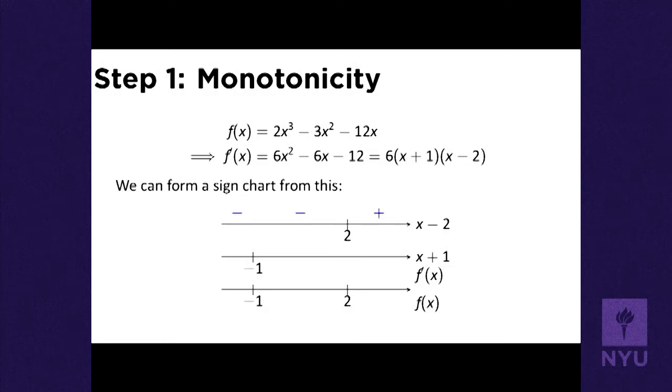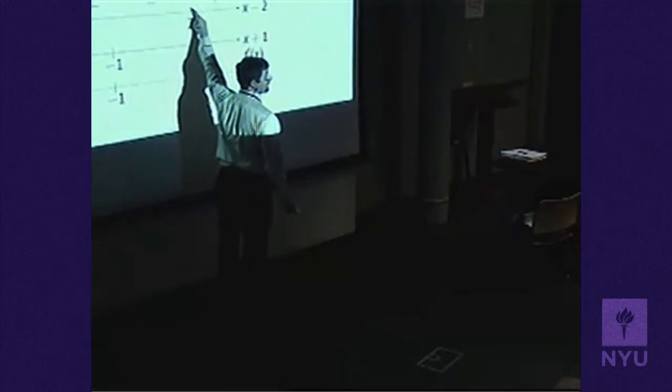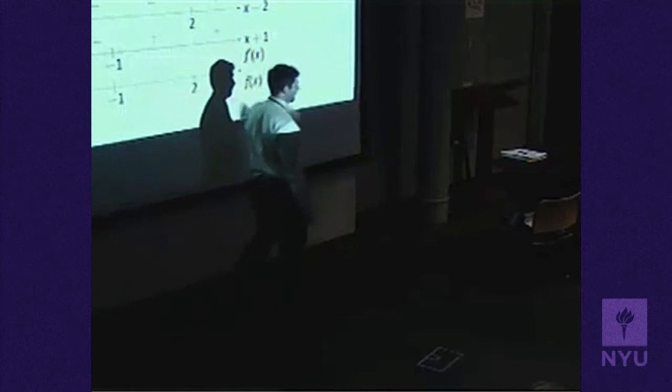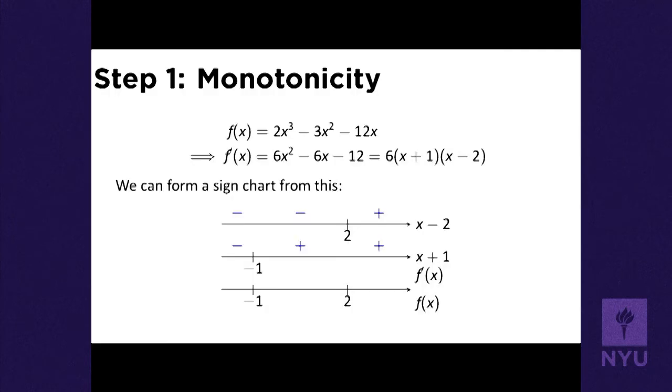So for x minus 2, we know that it's negative, negative. It's 0 right here, even though I didn't indicate it, and then positive. Then for x plus 1, it's negative, 0, positive, and positive. Then the product of the two factors is going to have the same sign as the product of these two signs. So the derivative here is going to be negative times negative, positive, negative times positive, negative, positive times positive, which is positive.